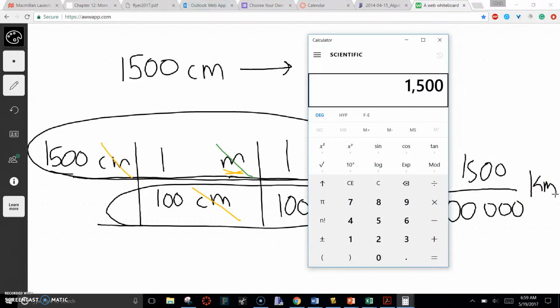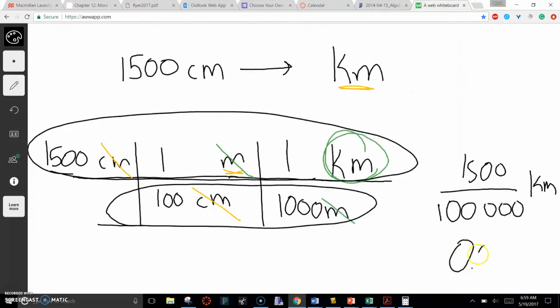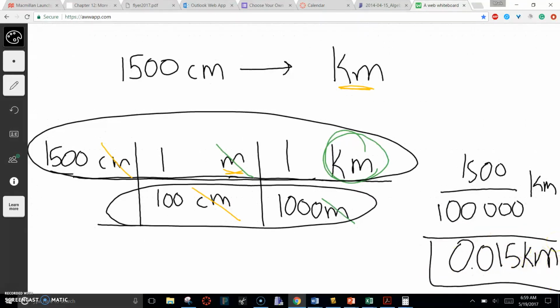And then we would just do that and see what decimal we get. So 1,500 divided by 100,000. So we would get 0.015 kms. This will work always for some of the single conversions. Now, unfortunately, they don't stay as easy as single conversions, so let's do a couple double conversions.